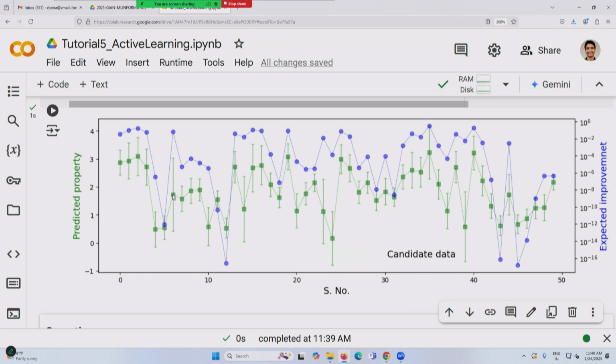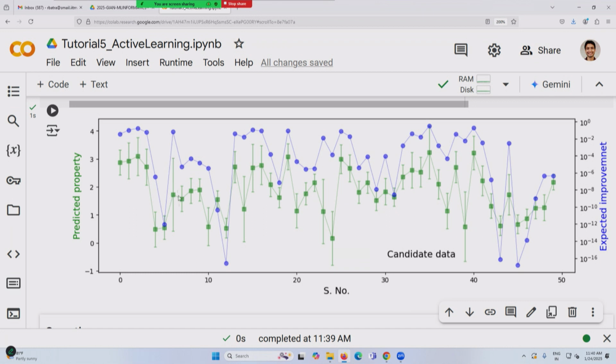What was my current best? Three point something, right? What is the predicted value? Very low, much lower than my current best value. But still the expected improvement is actually large. So why is the expected improvement large? Just think about it. I have a prediction for which the value is much lower than the training data set, but still the expectation that the improvement will be there is large. How is that the case?